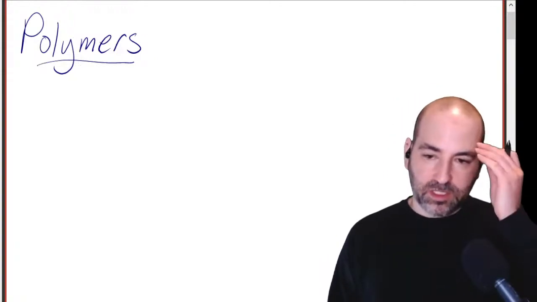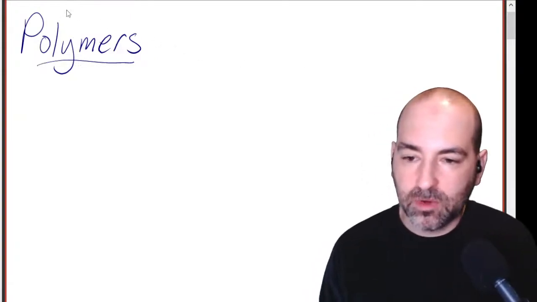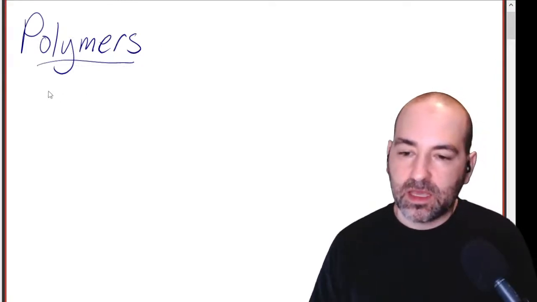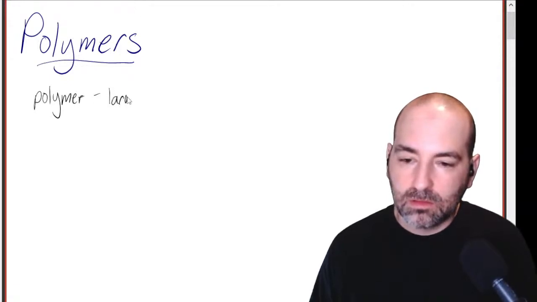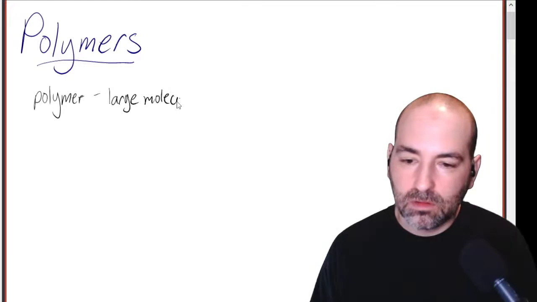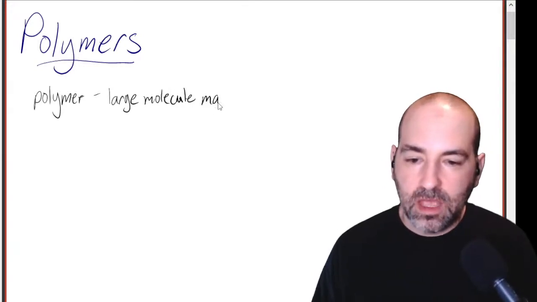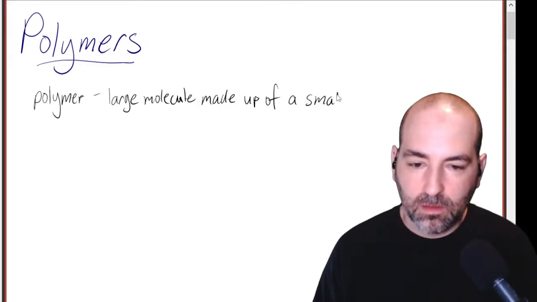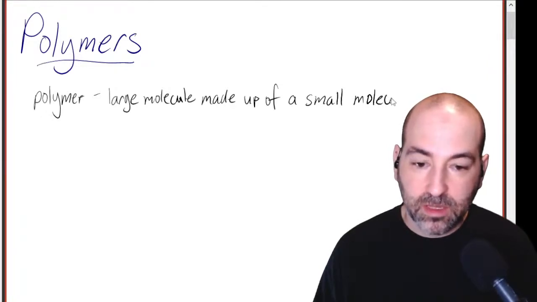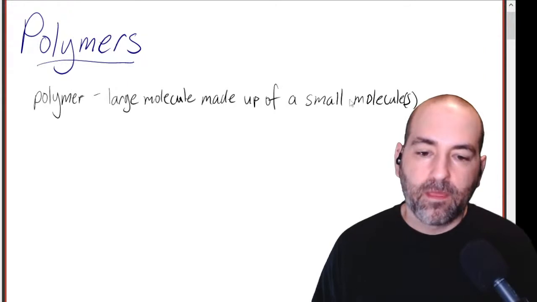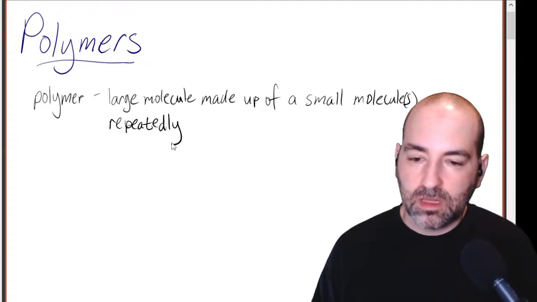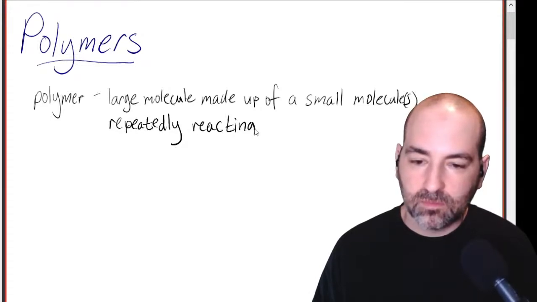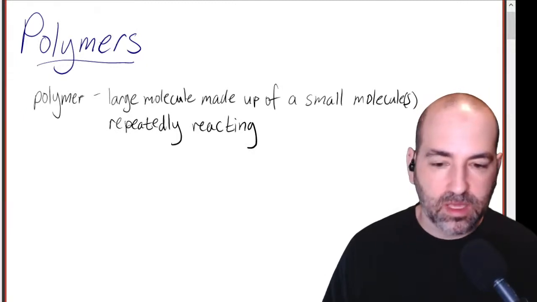So first, we'll start just by defining this idea. What is a polymer? Well, a polymer is a large molecule that is made up of a small molecule, or sometimes molecules, so more than one, repeatedly reacting. And so I'll show you what that means. I think it's maybe easier to actually see what that looks like.